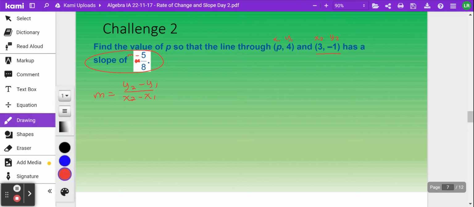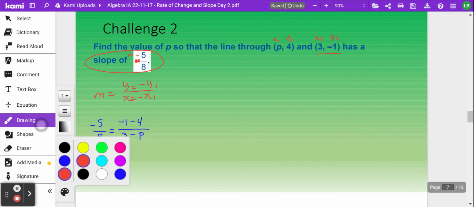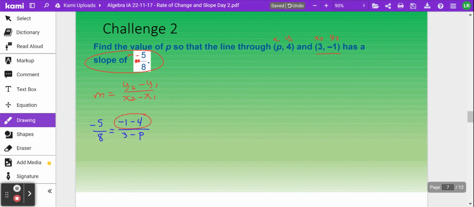So I plug it in. m, -5 over 8 equals y2 minus y1, that is -1 minus 4, and x2 minus x1, 3 minus p. Clean up the top because that can be simplified. -1 minus 4 is -5.